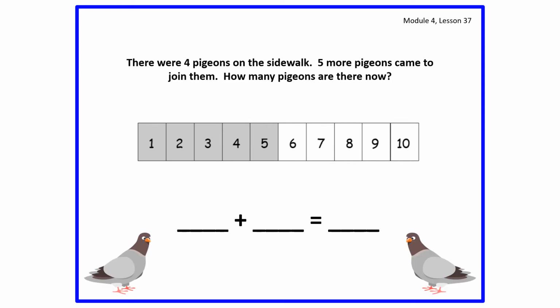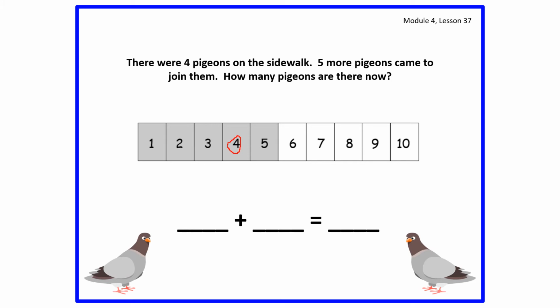Oh no, guess what happened to these pigeons? There were 4 of them on the sidewalk. So let's go ahead and circle 4 so we can remember where we are. 5 more pigeons came to join them. Since 5 more pigeons came to join them and we are doing an addition sentence, do I add or take away? We add, that's right, we add.